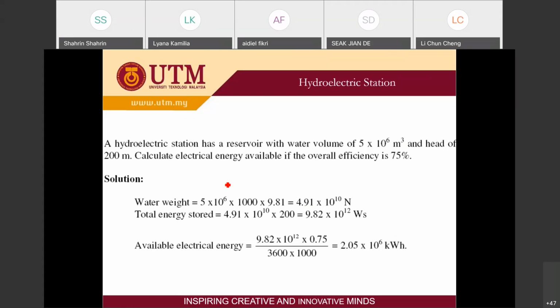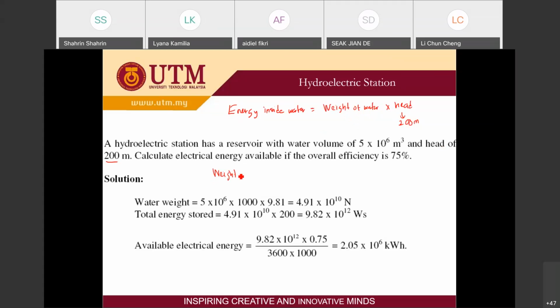So what you need to do is get the energy inside the water, which is the weight of the water multiplied with the head. Right now the head is given, which is 200 meter, but the weight is not given. So you need to calculate the weight of the water.